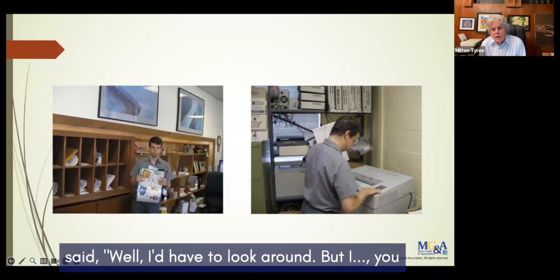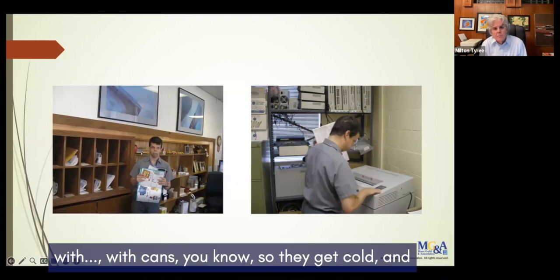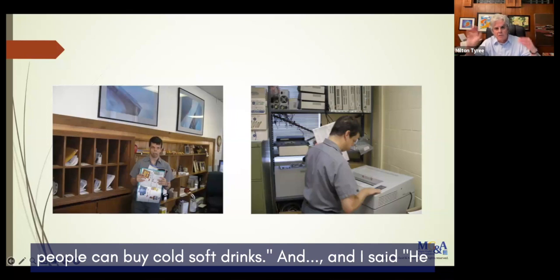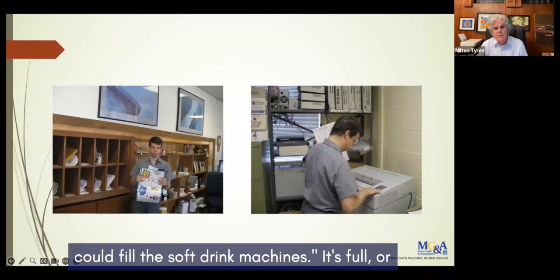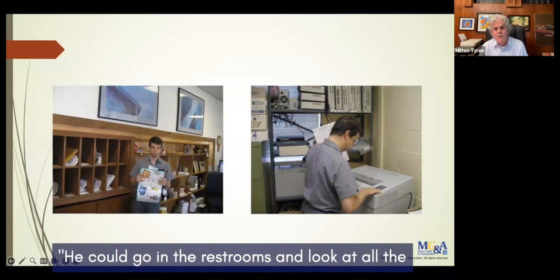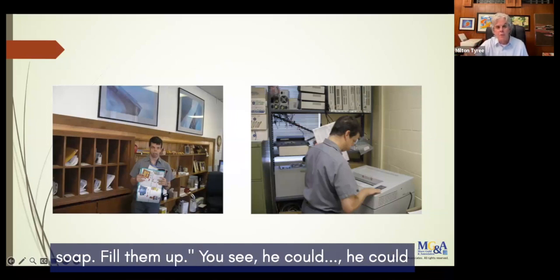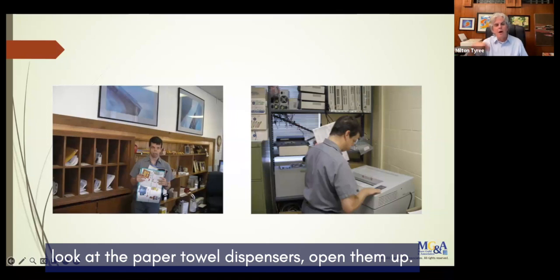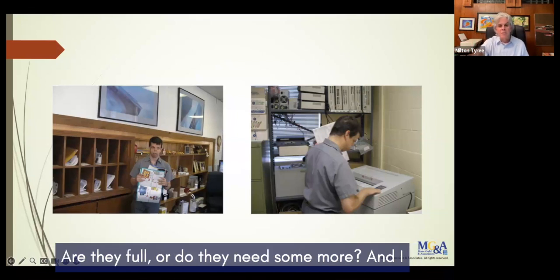And I said, well, I'd have to look around, but I've talked to the custodians some, and they tell me that they fill all the soft drink machines with cans, so they get cold and people can buy cold soft drinks. And I said, he could fill the soft drink machines. It's full or it needs some more. It's discrete, you see. I said he could go in the restrooms and look at all the soap dispensers. They're full or they need some soap. Fill them up. You see, he could look at the paper towel dispensers, open them up. Are they full or do they need some more?